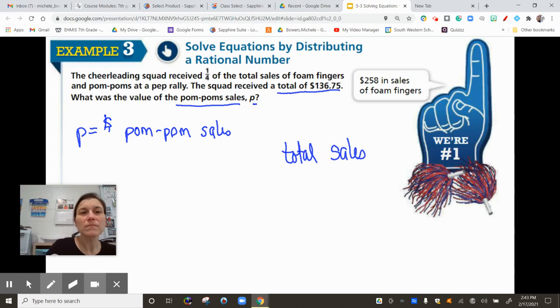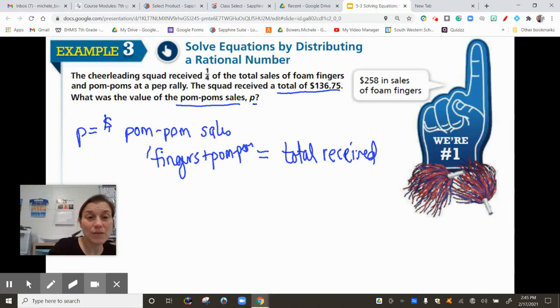Okay. Well, why are they getting less than how much they're selling the foam fingers for? Then I'm not even counting the pom-poms. If I look back at earlier, it said the cheerleading squad received 1/4 of the total sales. So they're only going to get 1/4 of the total sales. These two things added together make the sales. But they don't get all of those. They only get 1/4 of those sales. 1/4 of it means I'm multiplying it by 1/4.